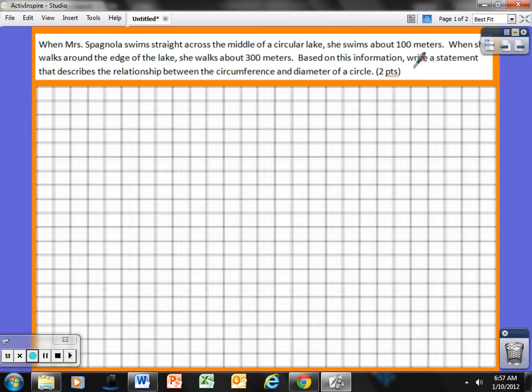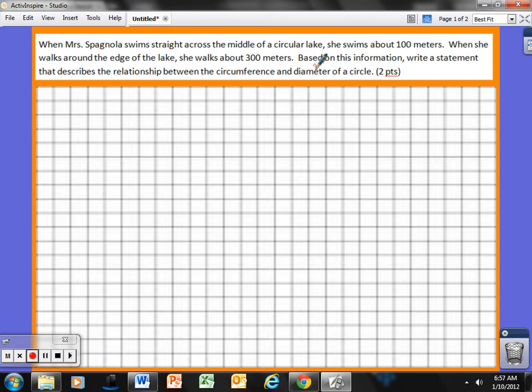Alright, so point and say first. When Mrs. Spagnola swims straight across the middle of a circular lake, she swims about 100 meters. When she walks around the edge of the lake, she walks about 300 meters. Based on this information, write a statement that describes the relationship between the circumference and diameter of a circle.